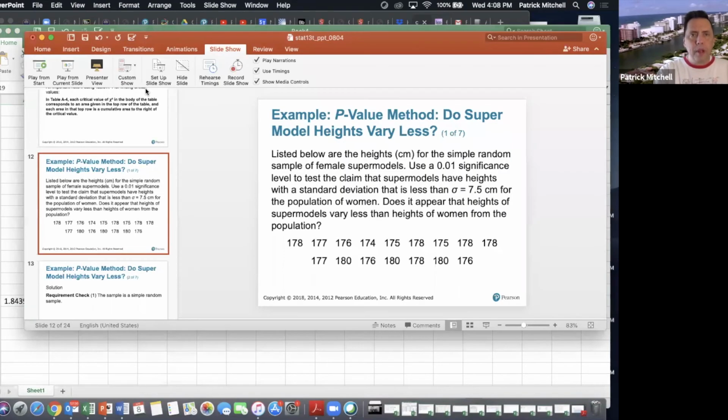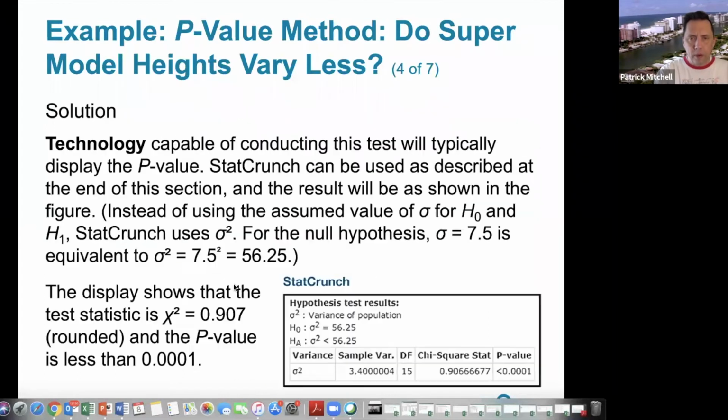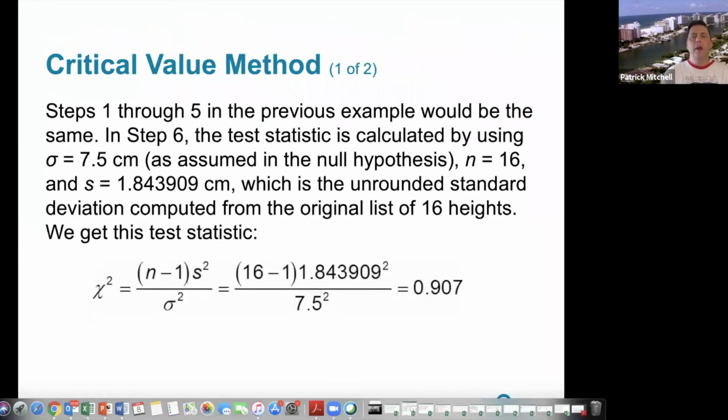Okay, so let's see. Oh, going back to where we were. Oh, there we go. Okay, so we know the sample size is 16, and now we know the sample standard deviation is 1.8439. You plug all that into the formula along with the hypothesized population standard deviation 7.5. And we get that the calculated test statistic chi-square is 0.907.